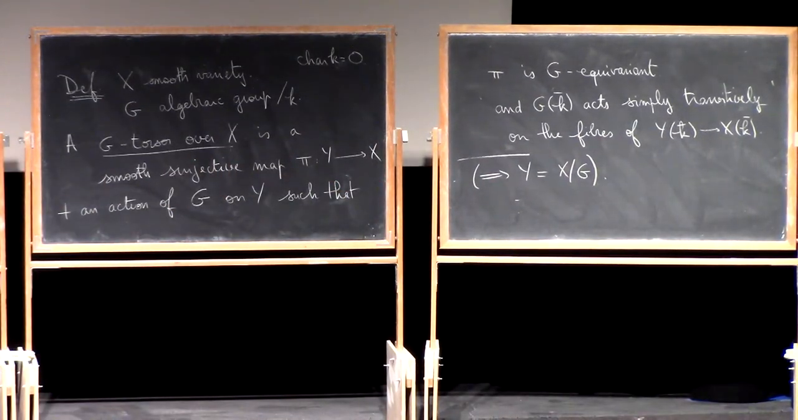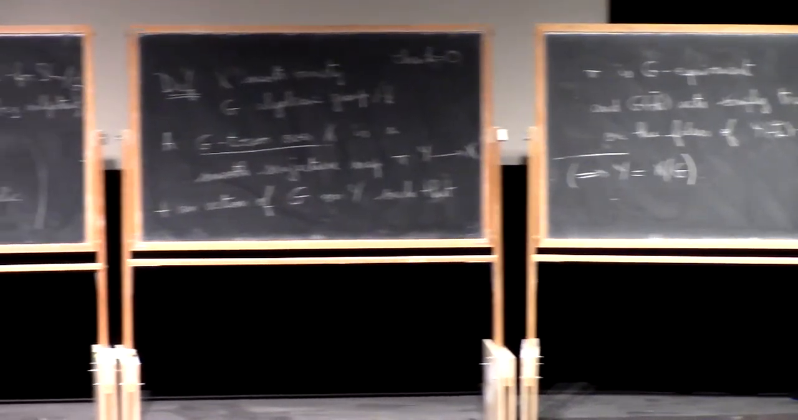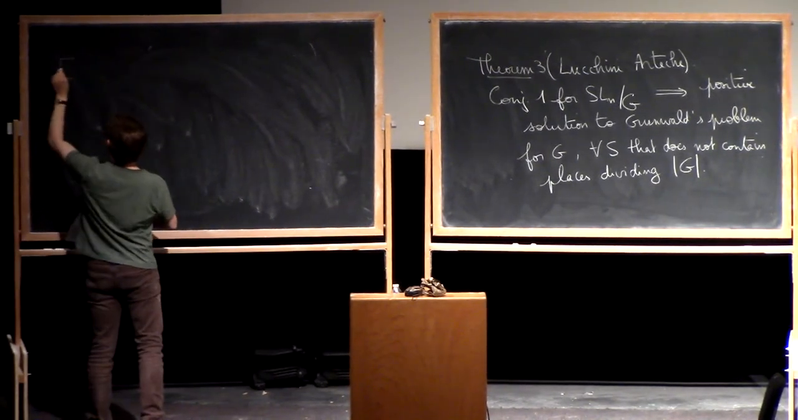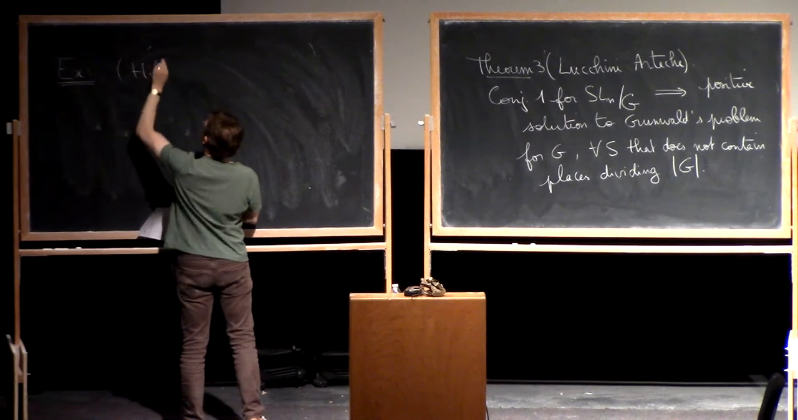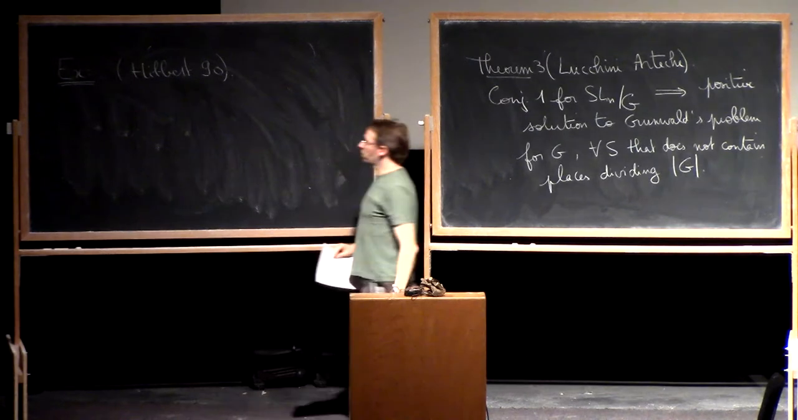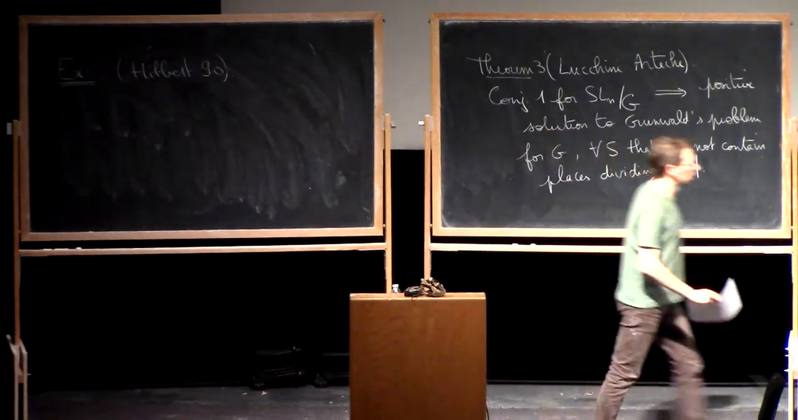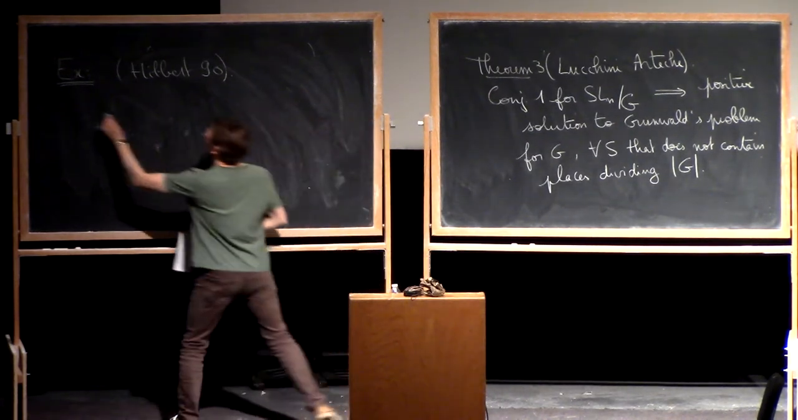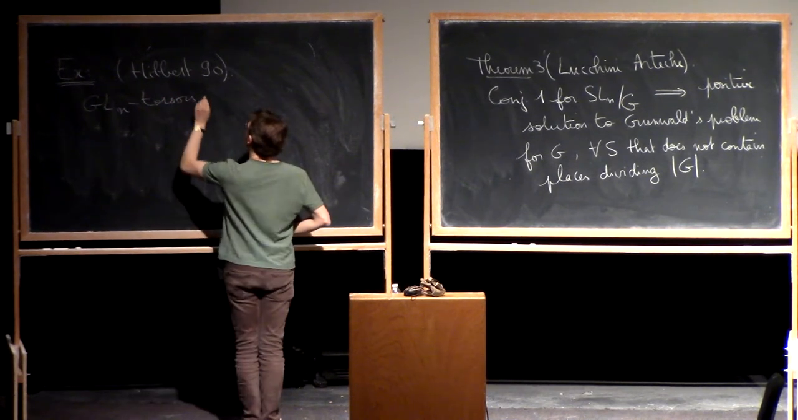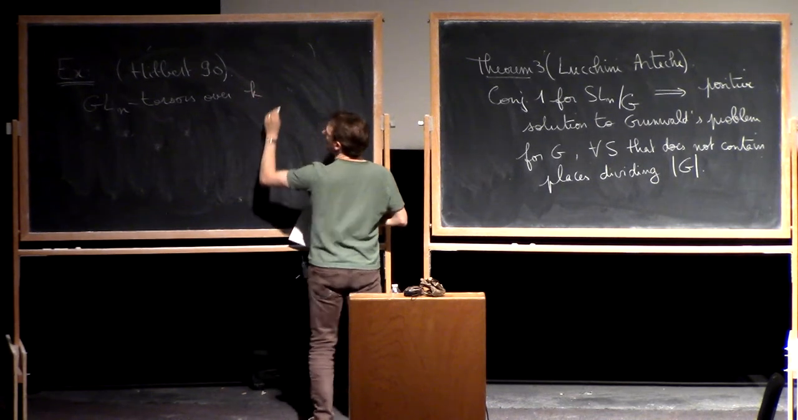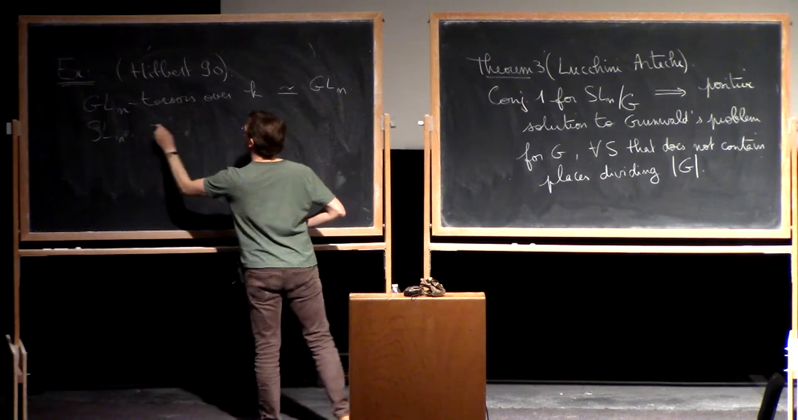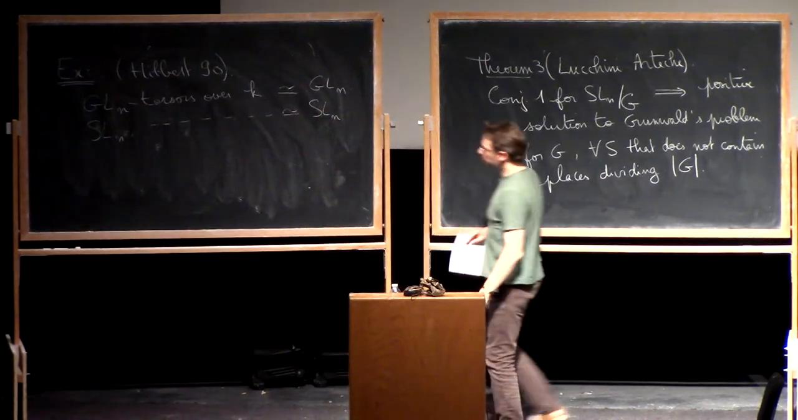So the notion of torsor like this for algebraic groups is very convenient, for example, for stating the Hilbert 90 theorem. So, example, Hilbert 90. One reformulation of the Hilbert 90 theorem is telling you that GLn torsors over a field K are trivial, isomorphic to GLn. GLn torsors over the point, so over K, are isomorphic to GLn. And SLn torsors over K, that's a consequence, are isomorphic to SLn. Okay, I mean, you can just take it for granted.